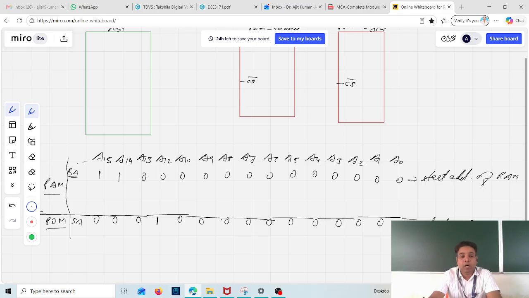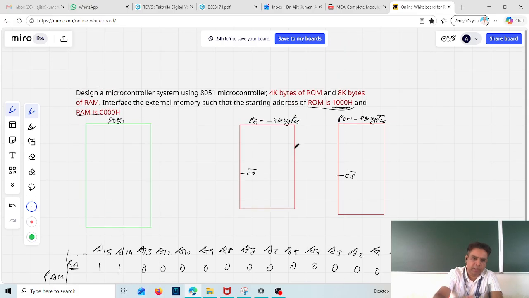Now the end address we'll write here for each one of these memory chips. To write the end address, we are supposed to find how many address lines will be required for each one of these.